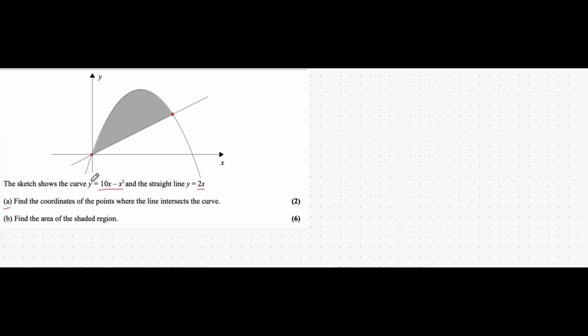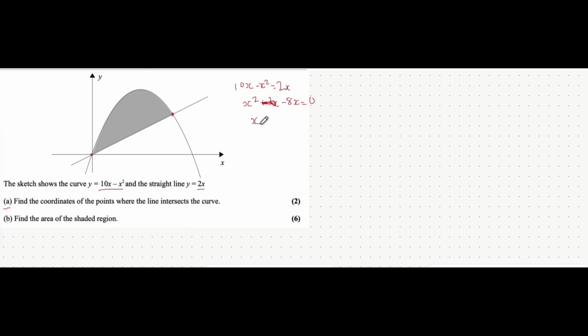So what we can do is take the y equations for both of them and make them equal to each other. So let's do that. 10x minus x squared, we're going to make that equal to the equation of the straight line, 2x. You then want to move all the terms to one side. Here I'm going to move all the terms to the right hand side so that we get positive x squared, which is a lot easier to deal with. You also have to subtract 10x from both sides. 2x take away 10x is minus 8x. So I'm just going to straight away write minus 8x. And then all of that equals 0.